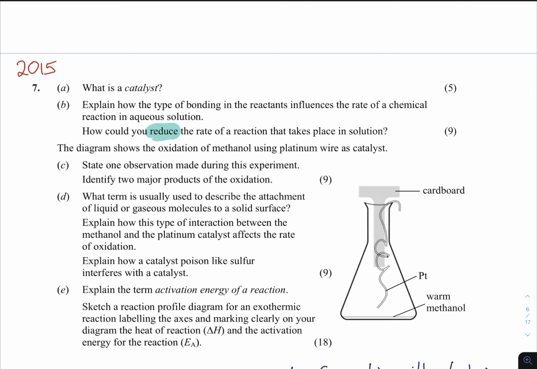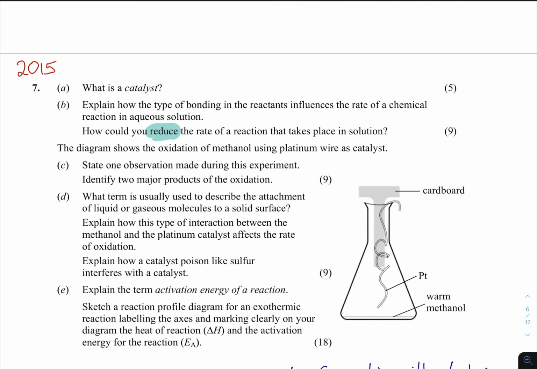Now, this is the oxidation of methanol using a platinum wire as a catalyst. So it's come up a few times. 2015 was the last time it came up, so it's definitely overdue. And anyone sitting the 2021 paper, possibly 2022, depending how the leaving cert goes, I would be surprised to see this come up. So state one observation made during this experiment, identify two major products of the oxidation.